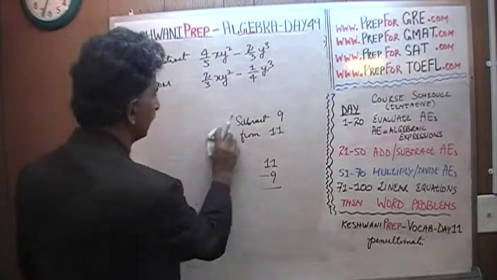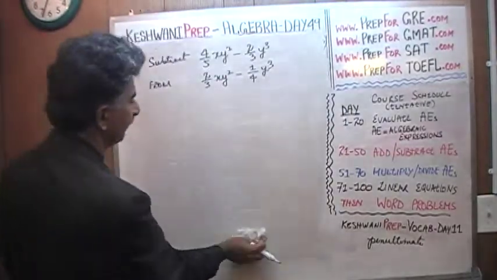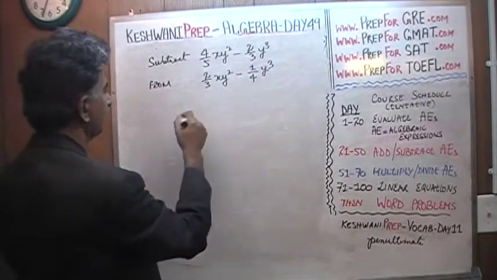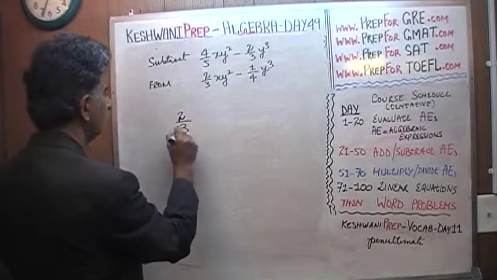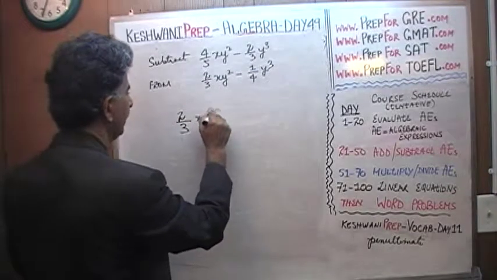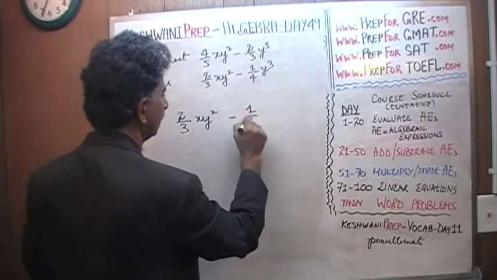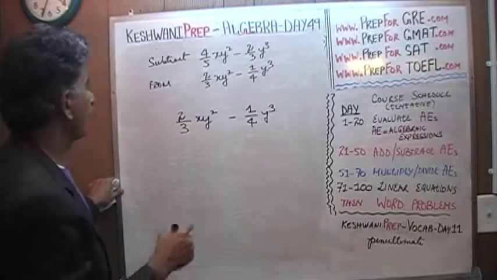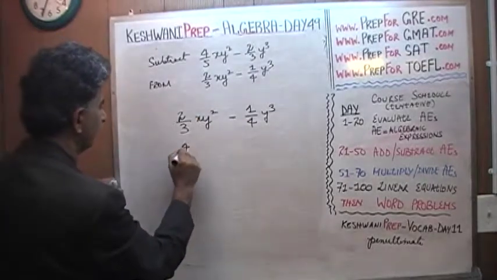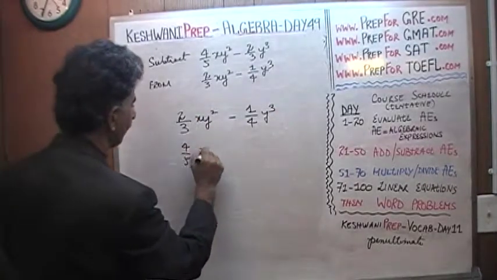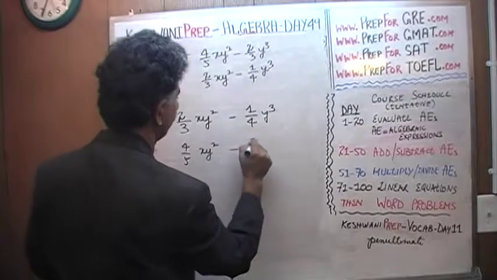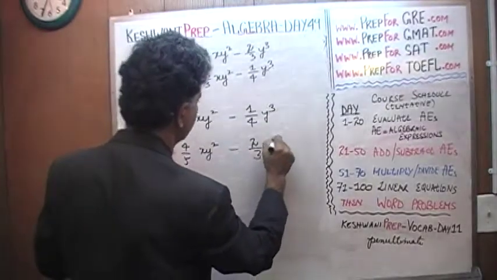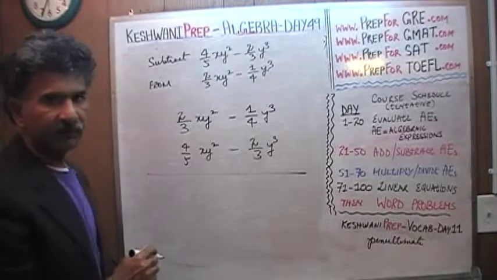So first we write down the quantity that we're subtracting from. The expression that we're subtracting from is this: 2/3 xy squared minus 1/4 y cube. And then the quantity that is being subtracted has to go on the bottom: 4/5 xy squared minus 2/3 y cube. That's the first part, that's the first step.